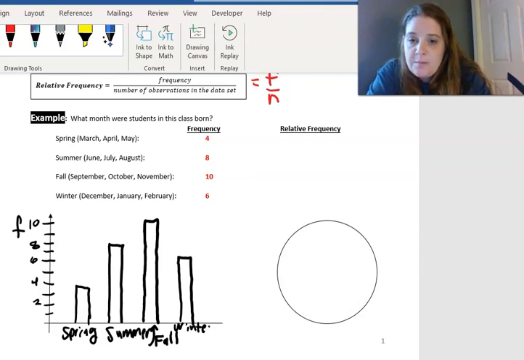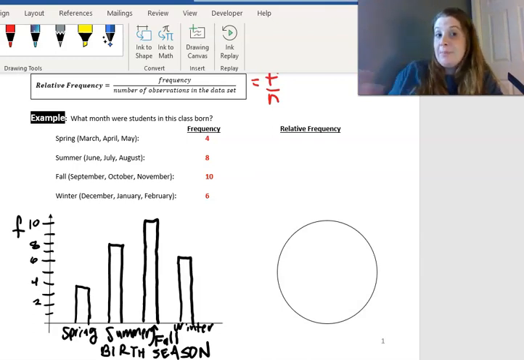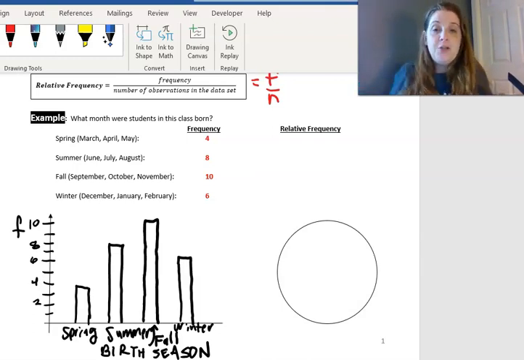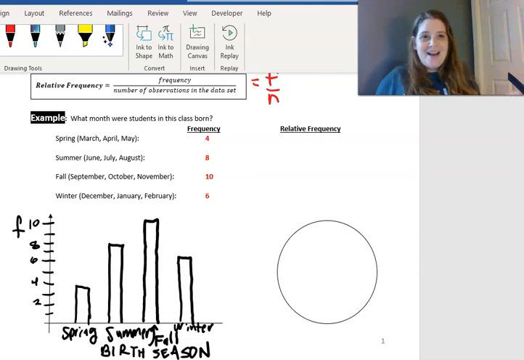And you always want to make sure that you label the variable down here. So I'm going to say the variable is birth season. All right, so I've got my little bar graph. Now, if I wanted to make a pie chart out of this, just a real quick pie chart, I would need to know the percent out of the total.